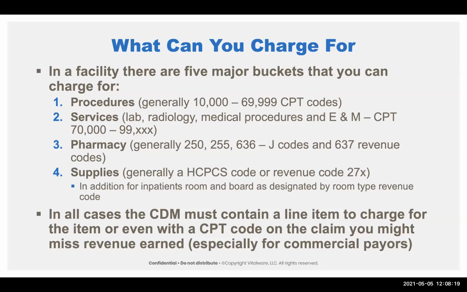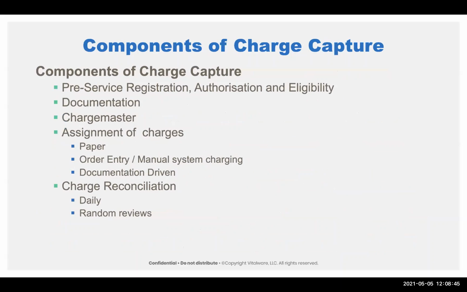Supplies continue to be under 276. In addition, there's room and board that you can charge for, but that's not part of this charge capture presentation because that comes out of the room and board module. In all cases, a CDM must contain a line for a charge. Either the charge is going to be hard coded by CPT or it's going to be soft coded by HIM. But if you don't have a full complement of charges, you have no expectation of full complement of reimbursement.